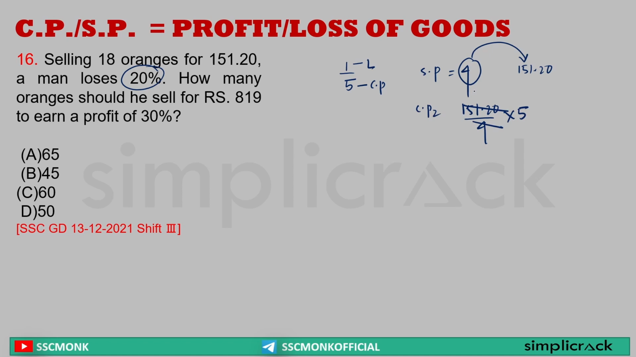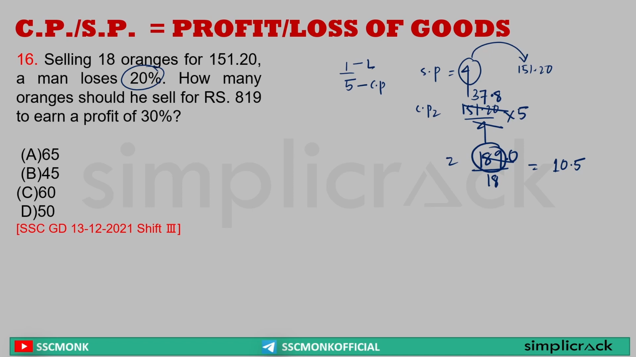Sir, 4 3s are 12, 3 1, 4 7s are 28, 3 2, 4 8s are 32, 0 as it is. Now if I multiply this, 5 8s are 40, 4 out here, 5 7s are 35 plus 4 is 39, 3 out here, 5 3s are 15 plus 3 is equal to 18. So what is the cost price? Sir, 189. 189 is the cost price of 18 oranges. Yes or no? Yes. So the cost price of each orange is what? 18 ones are 18, 10.5. Yes or no? Yes.